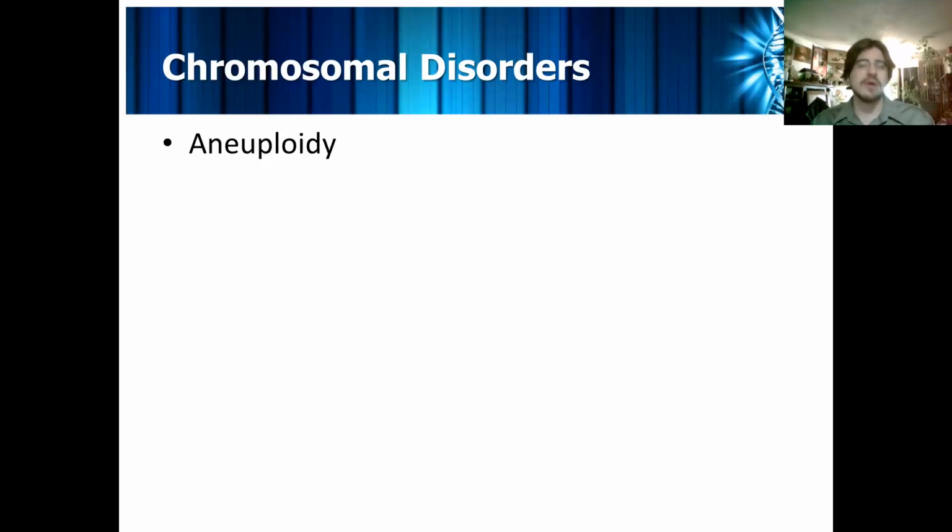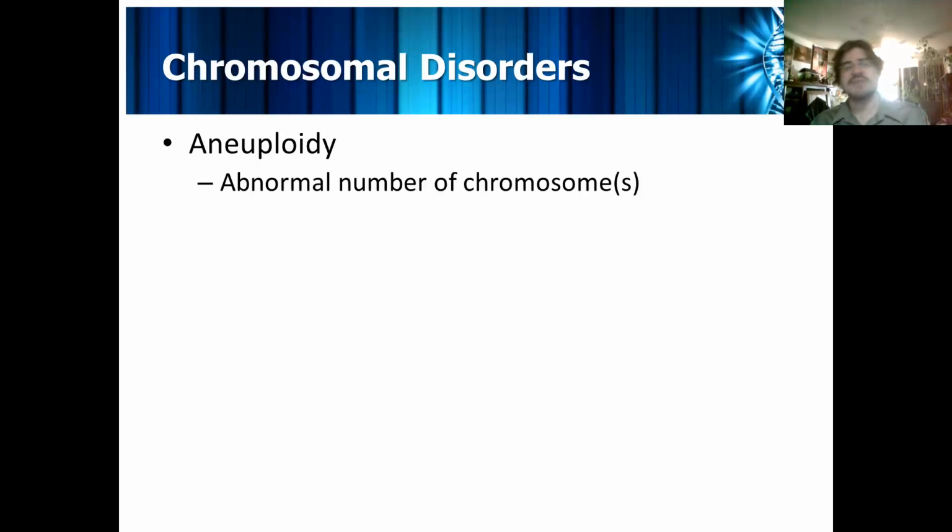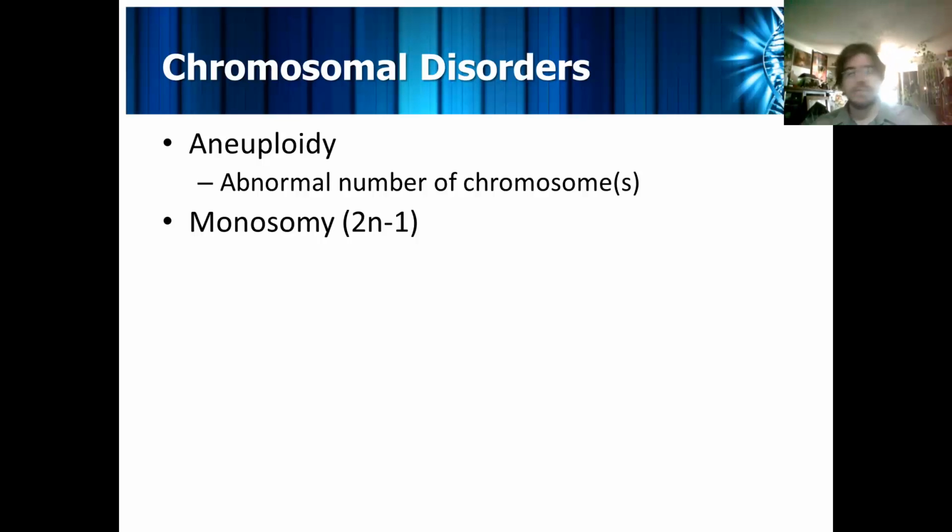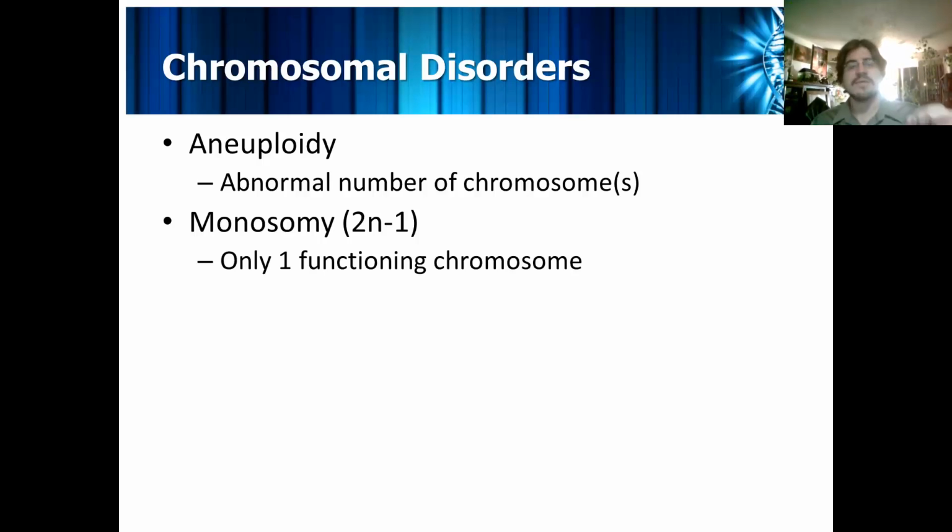A chromosomal disorder caused by an abnormal number of chromosomes in an organism is called aneuploidy. And there are two different types of aneuploidy. There's monosomy, which we call 2n-1. That's where you're missing a chromosome for a pair. So if you're a female organism and you only have one X chromosome, then instead of 46 chromosomes, you have 45. That's a monosomy. And that's why it's 2n-1. Only one functioning chromosome for a given chromosome number. Turner syndrome is a mono X female.